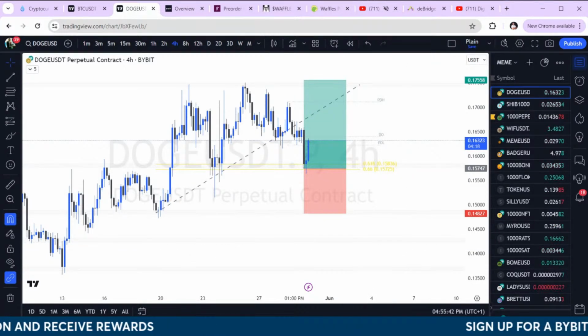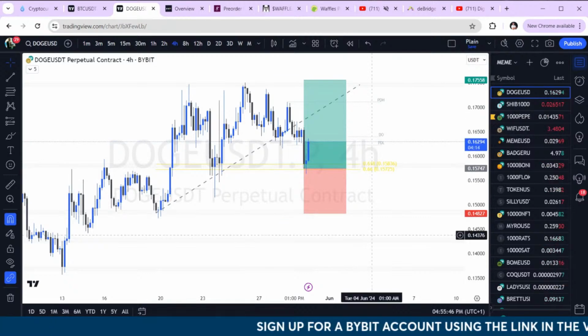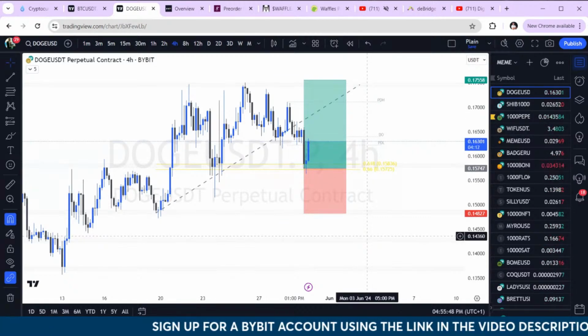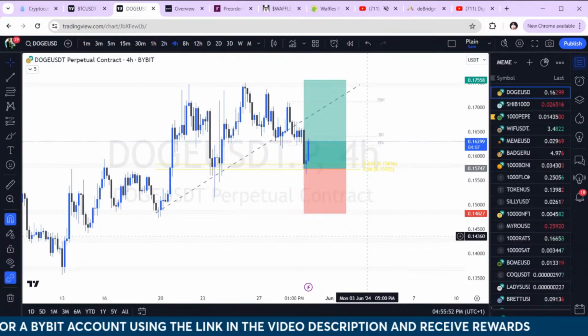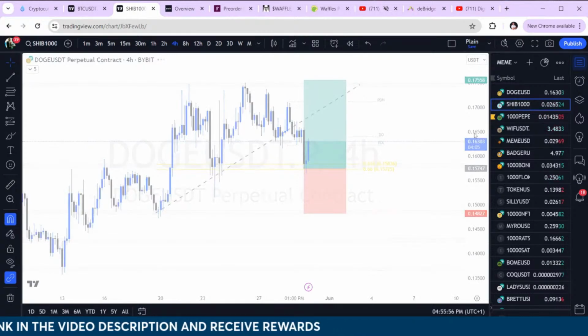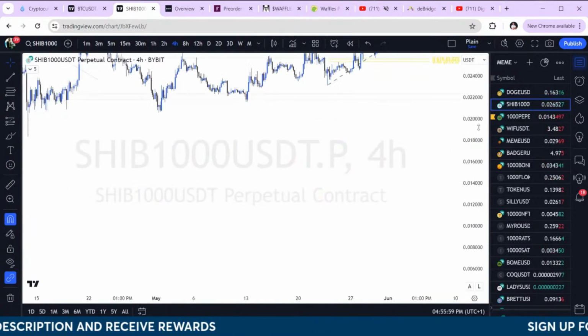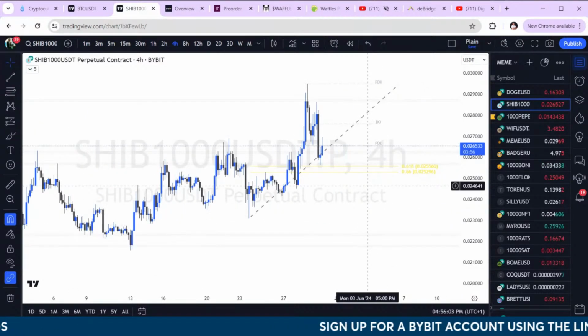So that's basically it, guys. You don't need to kill yourself over these things. You patiently wait for those areas of interest that you're looking at, and when the price is there, you just take your trades to the upside. I think we equally looked at Shiba Inu and all of that. Yeah, Shiba Inu equally came and kissed that level.